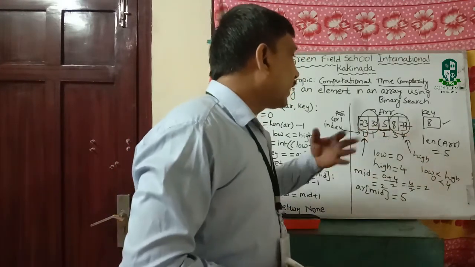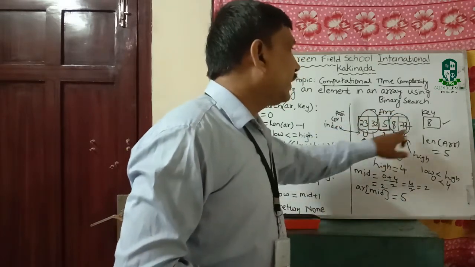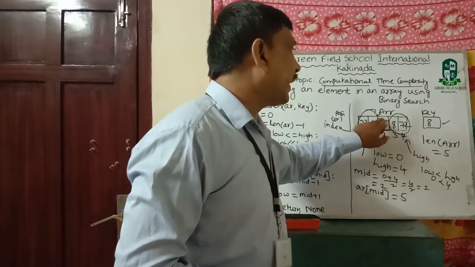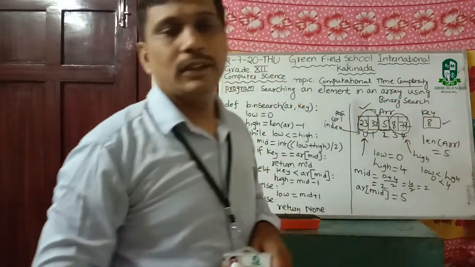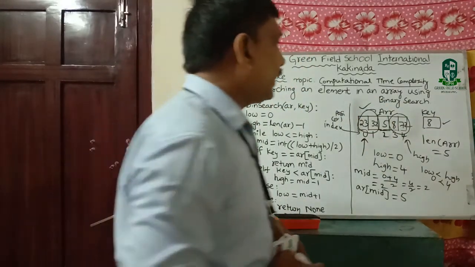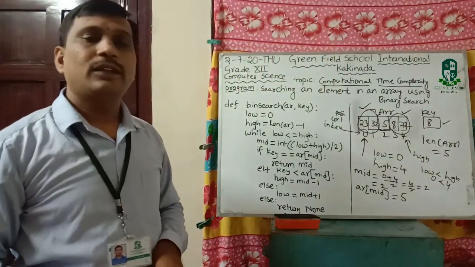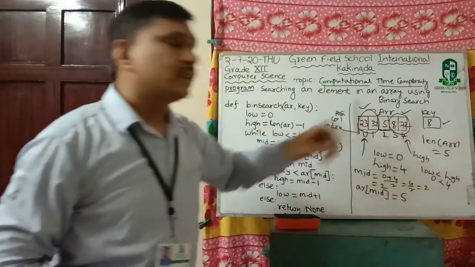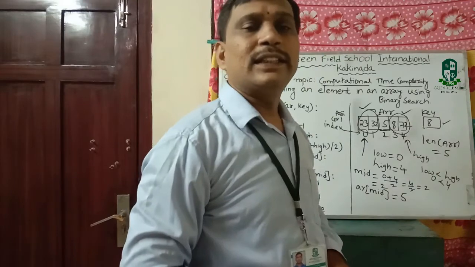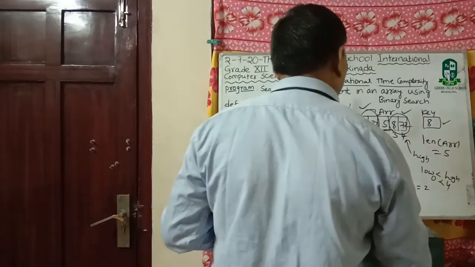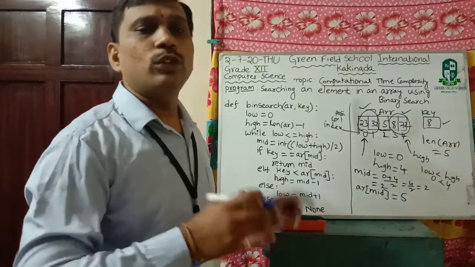Then we continue the search in this list or in this list. We compare the key element with the array of mid element. If the key is less than array of mid, we continue the search in this part. Otherwise, we continue the search process in the second list. So in our example, we continue the process in the second list. In this case our problem reduces into 2 subproblems.